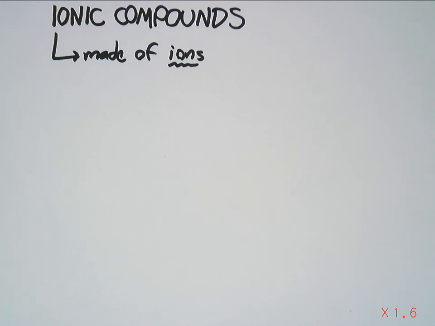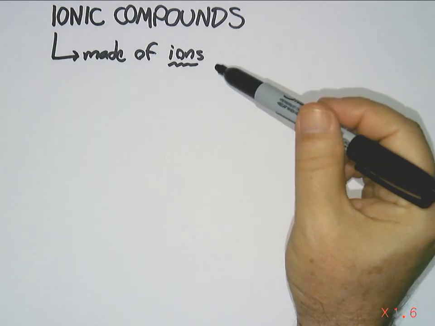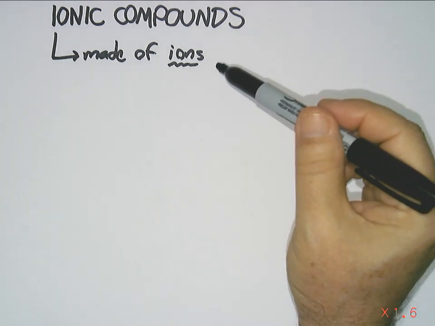Now, there are several different kinds of compounds. You may think that all compounds are made of molecules from what we've said so far, but there is an important class of compounds that are not made of molecules, but made of separate ions, positive and negative ions.